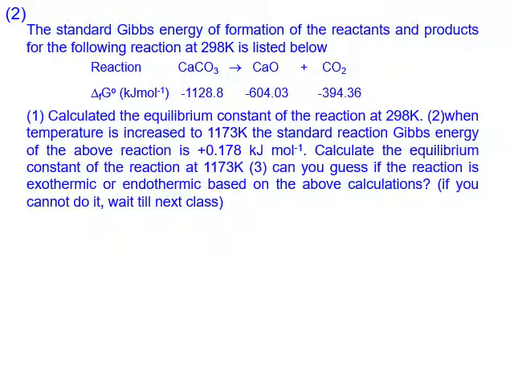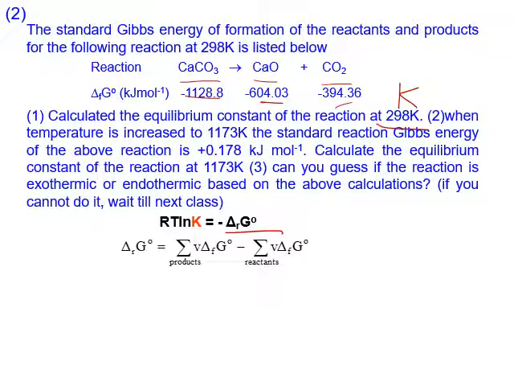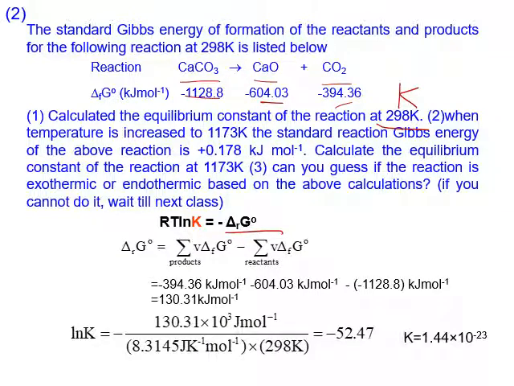Question number 2. The standard Gibbs energies of formation of the following reaction are given. Calcium carbonate forms calcium oxide and carbon dioxide, and their standard Gibbs energies of formation are given. It asks you to calculate the equilibrium constant at 298 Kelvin. So the equilibrium constant and standard reaction Gibbs energy are related by this equation. First you need to calculate the standard Gibbs energy of reaction, which is the formation Gibbs energy of products minus reactants.